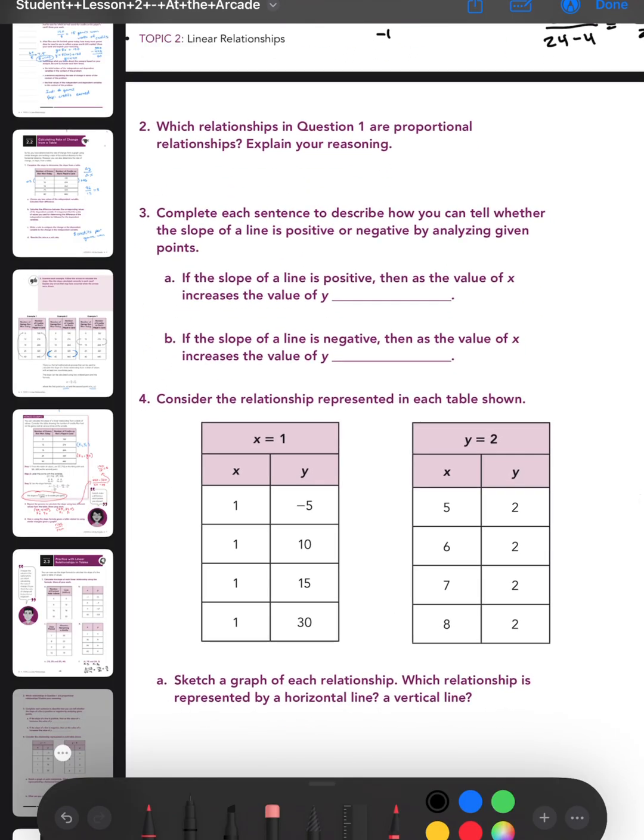All right, for 2, which relationships back in that first question are proportional? Okay, again, if you go back up and look through each one, you're going to find that none are. And again, it goes back to what we've been talking about. To be proportional, it's got to go through 0, 0. And 0, 0 doesn't fit in any of those tables.